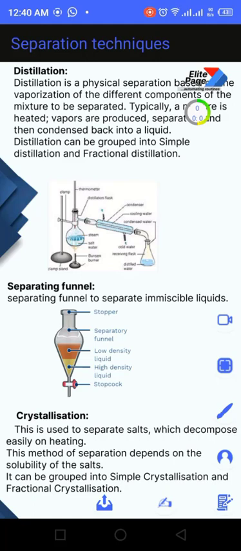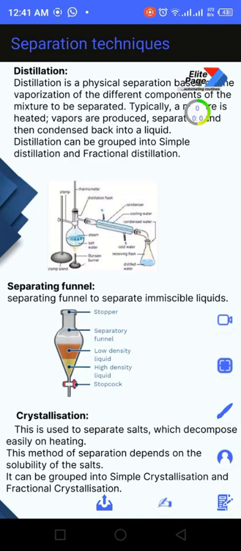In this type of separation technique, we consider differences in their density. The one that is more dense will be below, while the one that is less dense will be above. So from there you can separate the mixture.